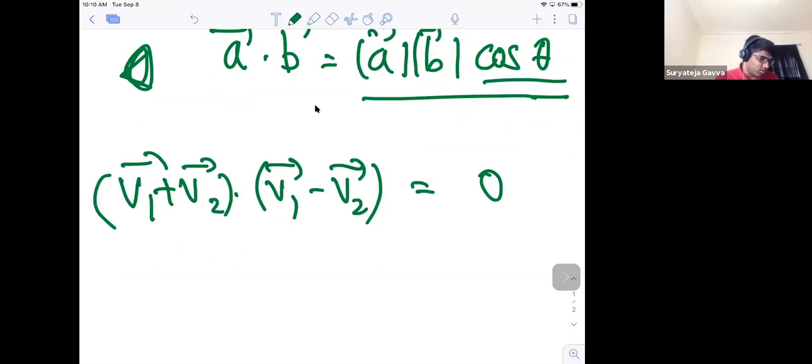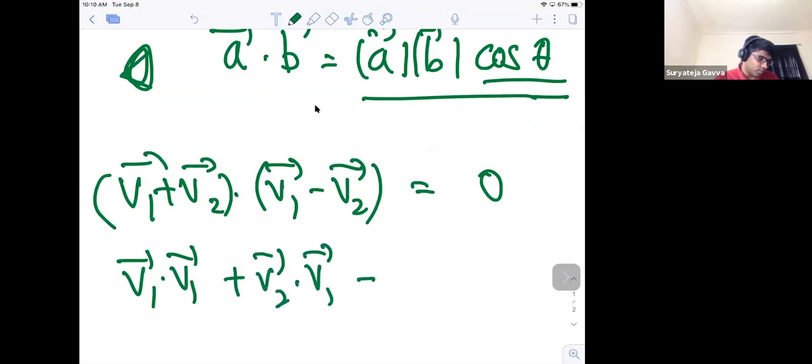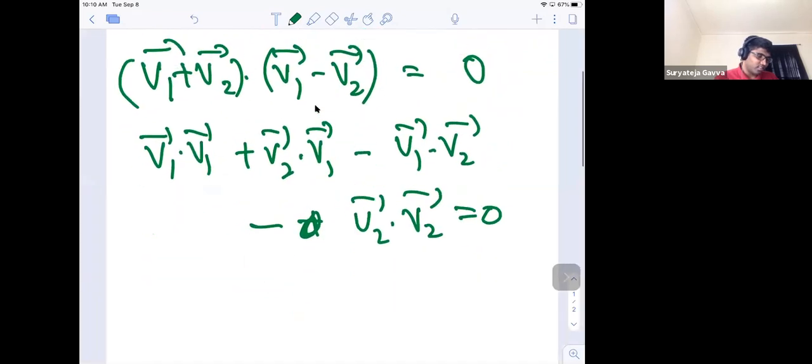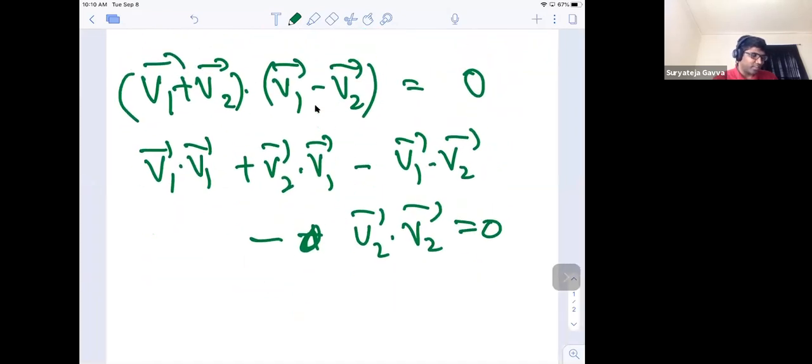This is V1 dot V1 plus V2 dot V1 minus V1 dot V2 plus V2 dot V2. Sorry, minus V2 dot V2 equals 0. Okay? Is this clear? I'm just multiplying it out.